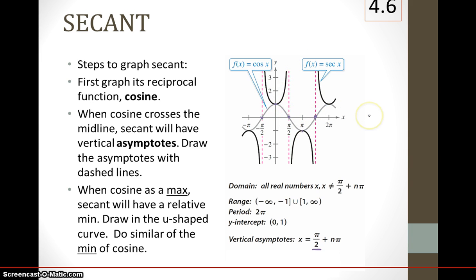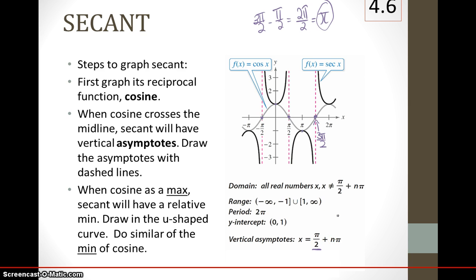They keep going on. We want to find the distance between two of the vertical asymptotes. In this case, we know that this one right here is 3 pi over 2. So we're going to find the distance. 3 pi over 2 minus pi over 2 is 2 pi over 2, which we can just simplify to be pi. We're going to need to remember that because we're going to take the distance between the two vertical asymptotes and multiply by n. That's why we get pi over 2 plus n pi.